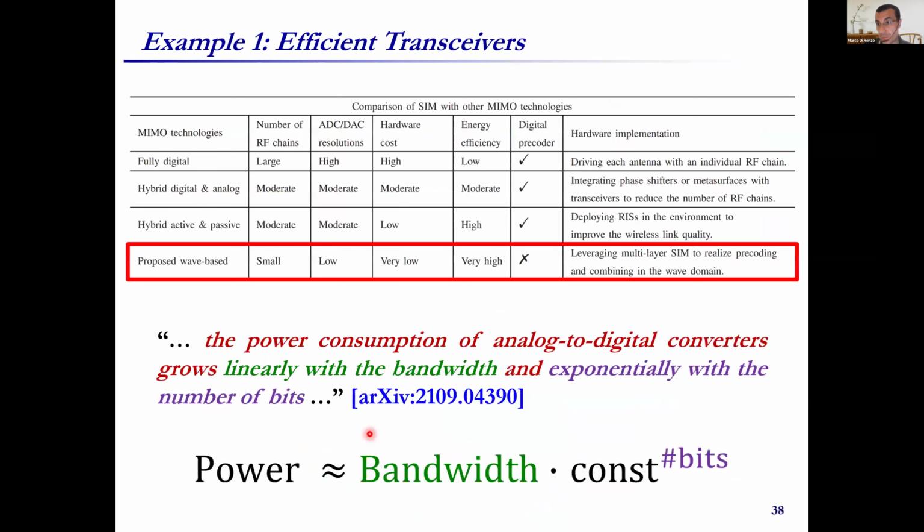The advantage is that, in principle, in terms of scaling laws, the actual law really is technology dependent, so there are many discussions here. But at least in terms of scaling law, the power consumption of analog to digital converters grows linearly with the bandwidth and exponentially with the number of bits. So if you are thinking of deploying this at very high frequencies, you may want to use this technology, because it allows you not to consume that much, but also to reduce the number of bits that you need. There have been a lot of works in millimeter wave, for example, utilizing 1 bit analog to digital converters for these same reasons. Here we are trying to capitalize on the processing capabilities in the wave domain.